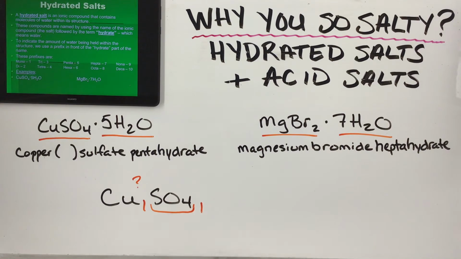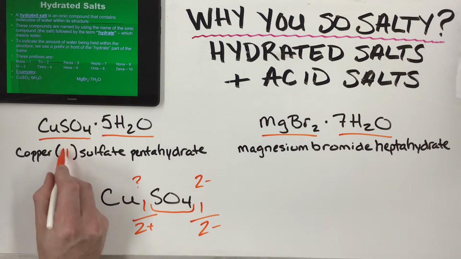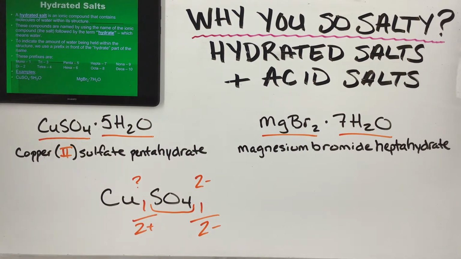So I have 1 sulfate group here. The charge on a sulfate is 2 minus. 1 times 2 minus is 2 minus. If this side is 2 minus, it means this side has to be 2 plus. 1 times what gives me the 2? It's going to be copper 2 sulfate pentahydrate. All right, easy enough?